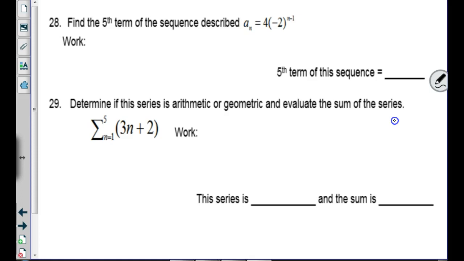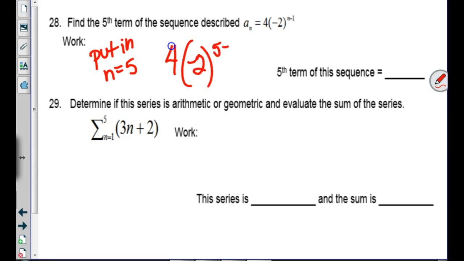Okay, 28. Find the fifth term in this sequence. Please do this as efficiently as possible, which would just be to do what? Yes, put in n equals 5. So 4 parenthesis negative 2 to the 5 minus 1. Yes, so it's 4 times negative 2 to the 4th. Just use your calculator. Negative 2 to the 4th, I think, is 16 times 4 is 64. Anybody need me to show it on the calculator? I would have just typed exactly this. Any questions?